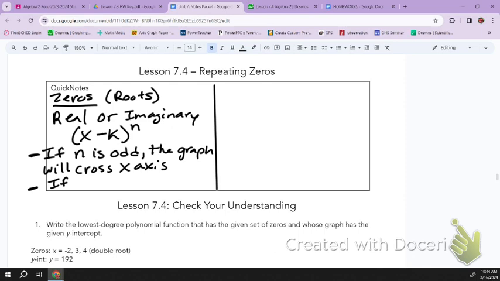What about if n is even, like 2, 4, 6? What do we notice at that x-intercept? What does it do? What does the graph do? If it's even, it would bounce or touch. Okay?